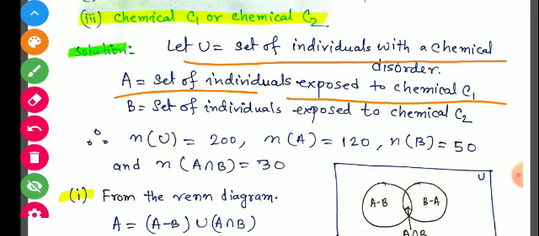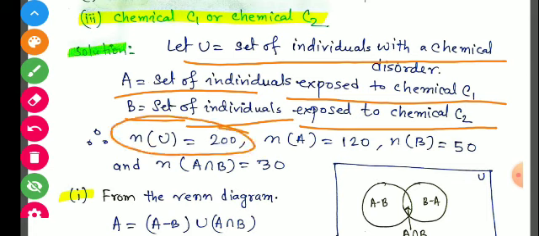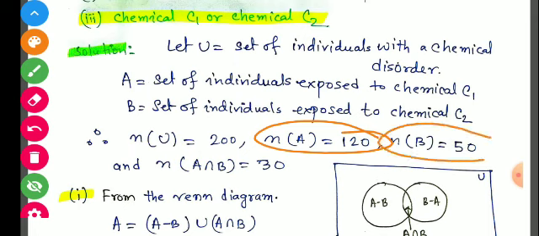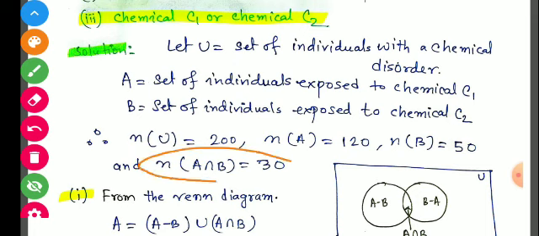A is the set of individuals exposed to chemical C1, and B is the set of individuals exposed to chemical C2. So from the question, the total number of individuals is 200, chemical C1 exposed is 120, chemical C2 exposed is 50, and chemical C1 and C2 exposed is 30.